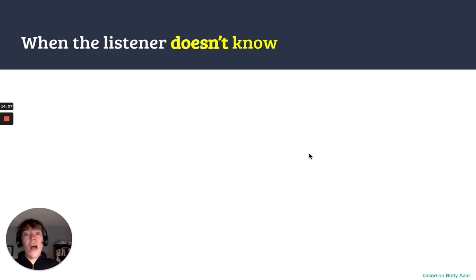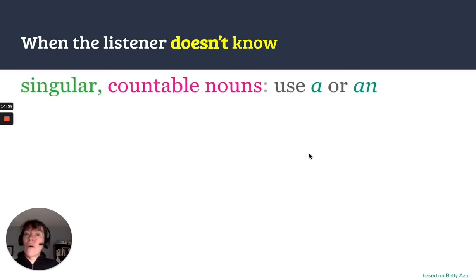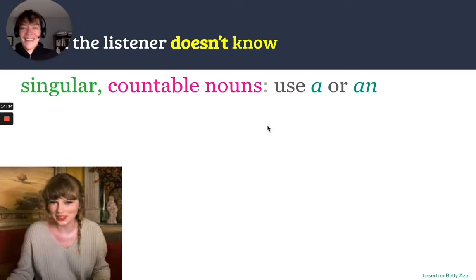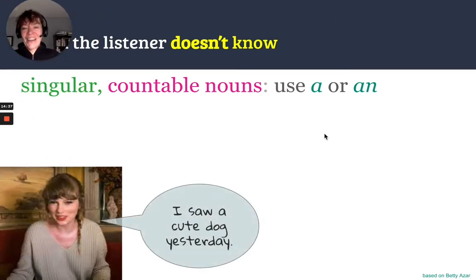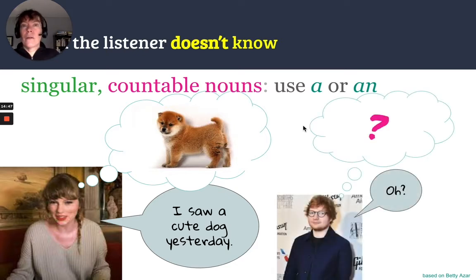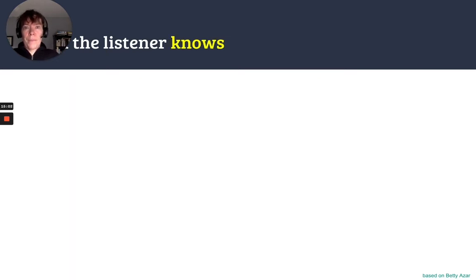When the listener does not know, we use a or an if it's a countable noun. She says, I saw a cute dog yesterday. She is thinking of one specific dog, but she knows that the listener doesn't know this. So this is the first time she has mentioned it, and he doesn't know what she's talking about. So he says, oh, she's thinking of a specific dog, but he doesn't know which one.